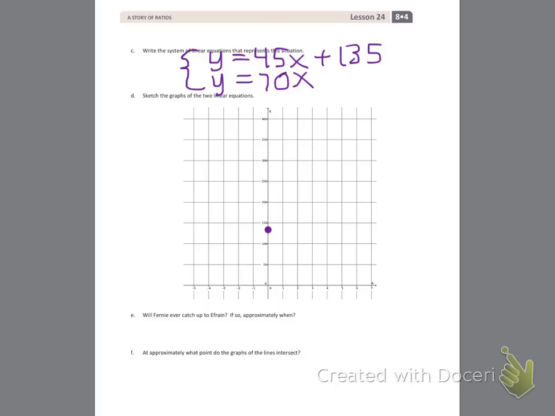Okay, so we're going to call time 0 when Fernie takes off on the trip and Efren's already been traveling. So at 0, when x is 0, y is going to be 135 because he would already have traveled that. So let's think about at 2 hours, he would have gone another 90 miles. 135 plus another 90 miles would give us 225. So at 2 hours, he would have traveled 225. So let me find that point. Right about there.